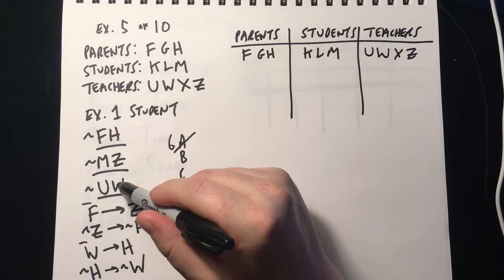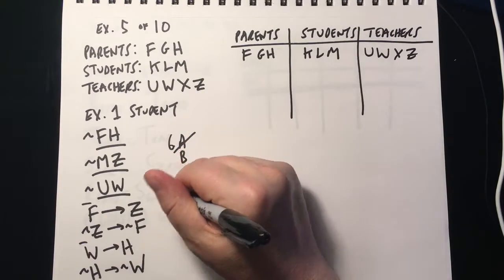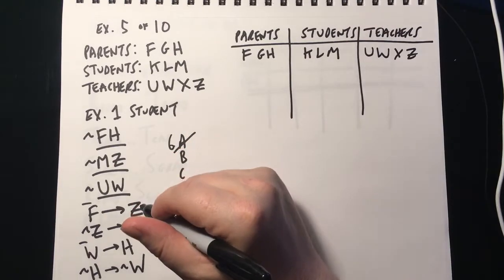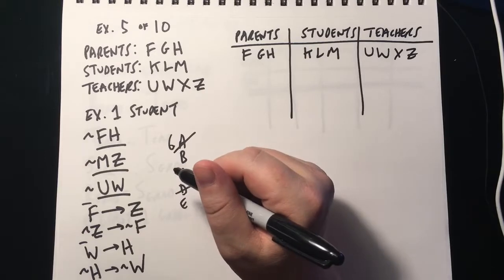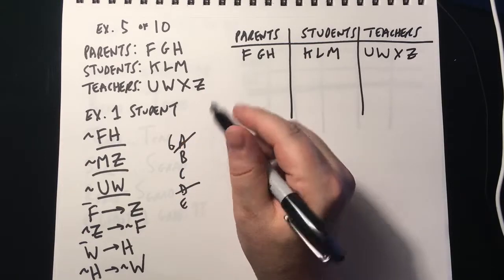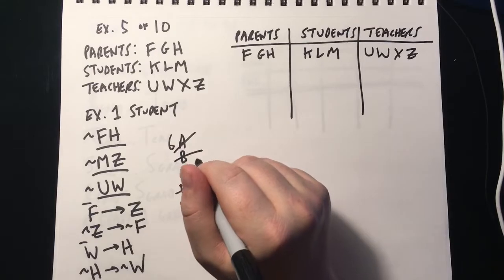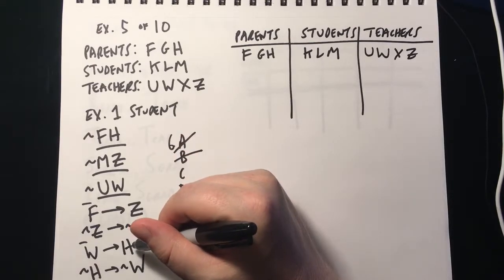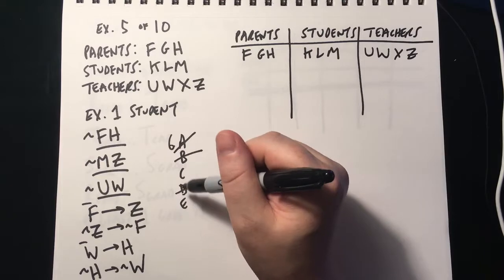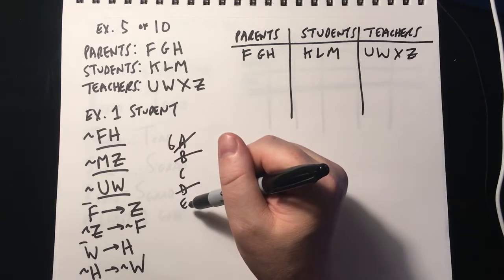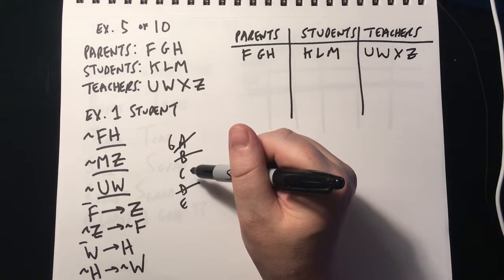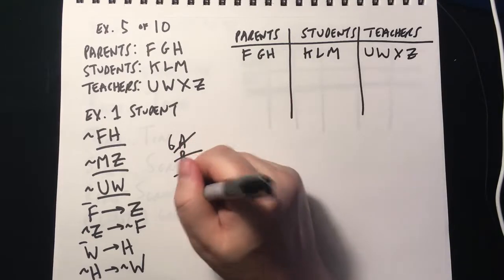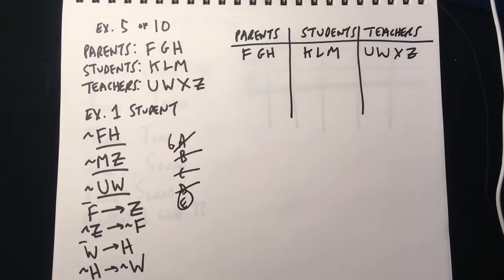No U and W. Well, answer choice D has both a U and a W. It's gone. If I have an F, I have to have a Z. We take a look. Answer choice B has an F, but it doesn't have a Z. It's gone. And if I have a W, I have to have an H. Well, we're down to C and E. C does, in fact, have a W, but it doesn't have an H. C is gone. And rule by rule by rule, the answer has to be E. All right, on we go.